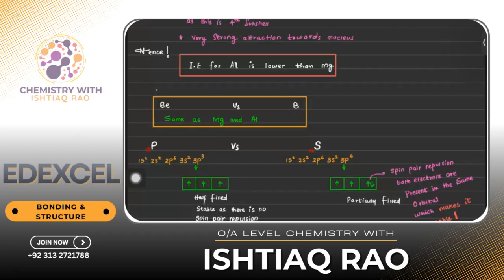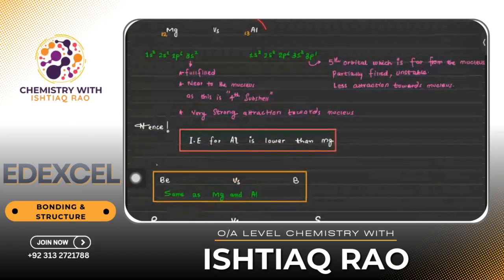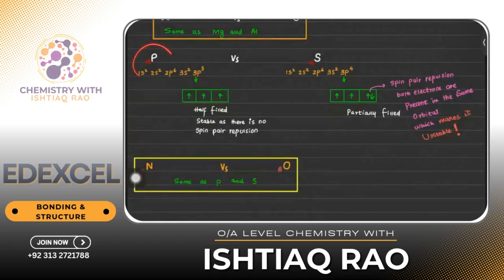What about beryllium and boron? The same thing as this one. You can do the electronic configuration, and you will find your answer.